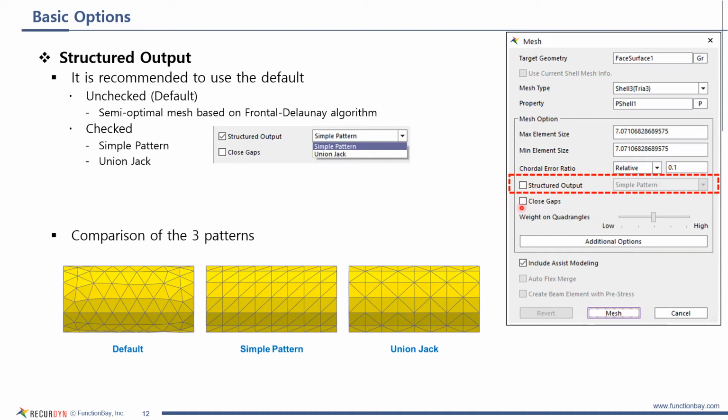Structured output is an option that controls the pattern of the elements that are generated. You can see the difference in the element patterns of the three meshes. The left one is the default pattern that is used when the structured output is left unchecked. The middle one is the simple pattern, and the right one is the Union Jack pattern. The Union Jack pattern is named after the flag of the United Kingdom. In most cases, the default setting is reasonable, but sometimes the other two options can provide better results.